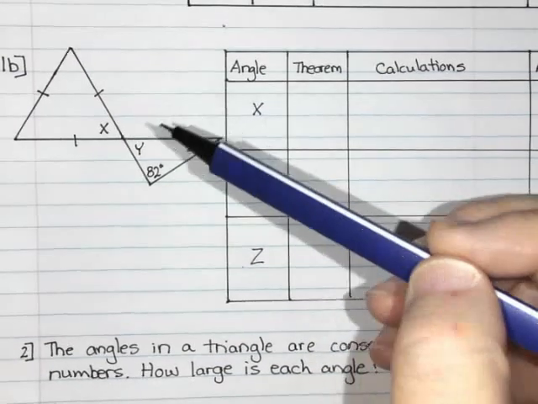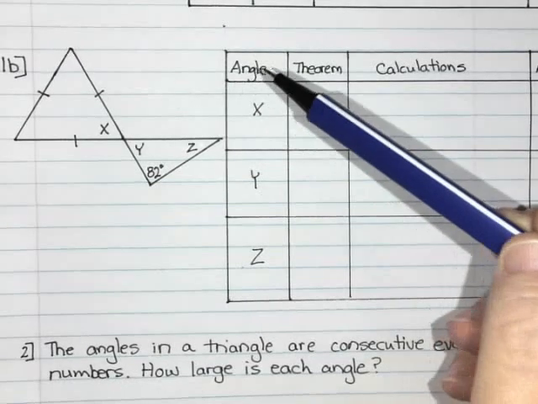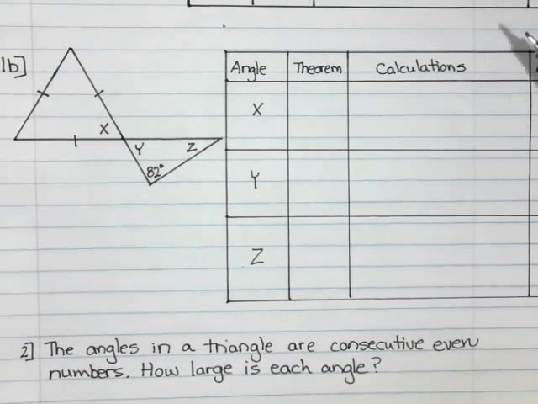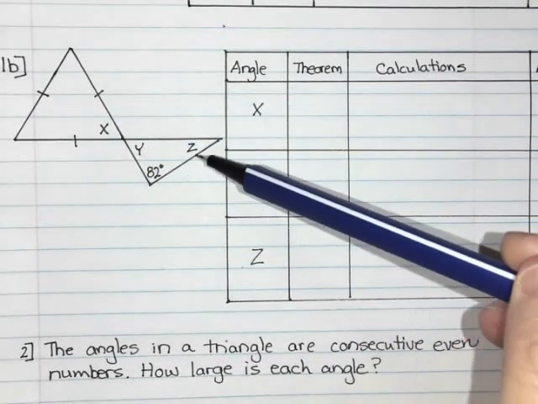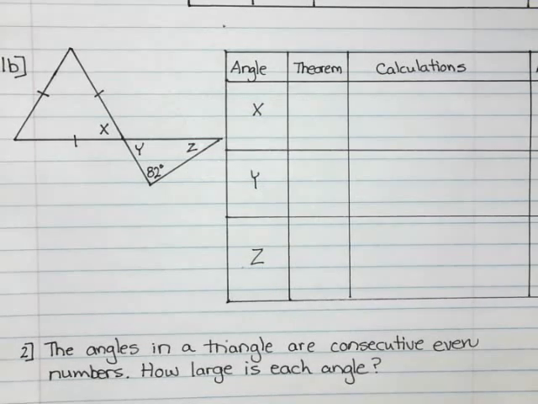We're going to take a look at example B. Our question says determine the measure of the marked angles. So we're going to try to figure out what x, y, and z all equal.